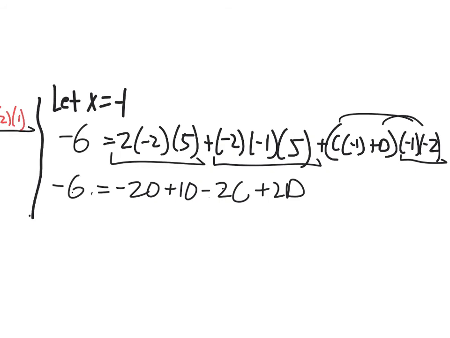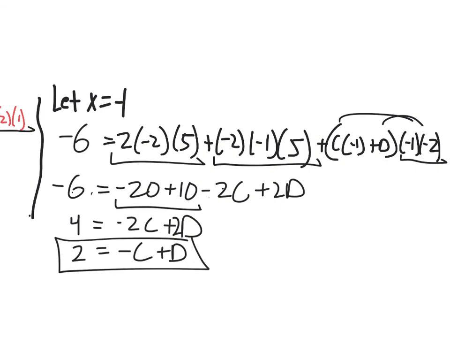All right. You're probably yelling at the video saying, wait, no, that's wrong. Okay, we caught it. Good news. So anyways, this is going to be a -10. Add it over there, and we get 4 equals -2c plus 2d. And how about we divide both sides by 2 just to make it simpler.